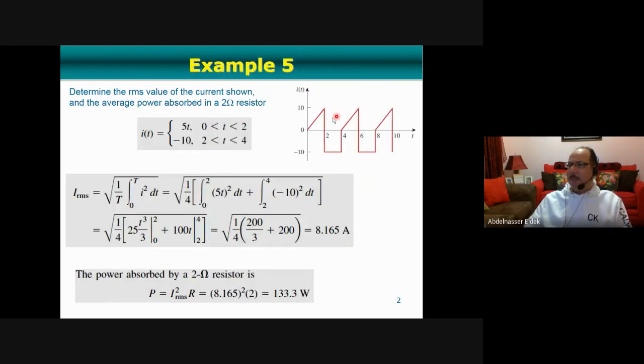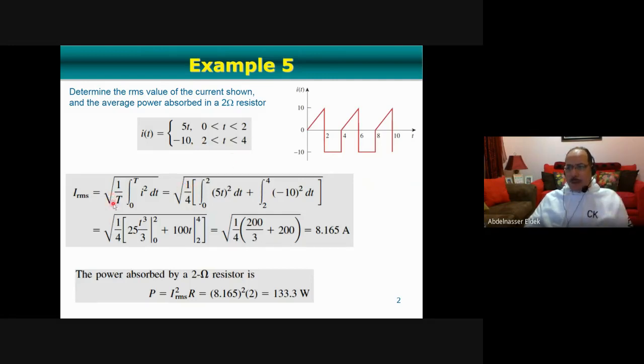So if we have an example like this and we need to find the root mean square value, then we apply the formula: I root mean square equals the square root of 1 over T integration of i squared dt. If you have a periodic function like this, it is defined differently for each half period. It has one function from 0 to 2, and from 2 to 4 it is different. So to integrate over the complete period from 0 to 4, you have to divide it into two parts, from 0 to 2 and from 2 to 4.